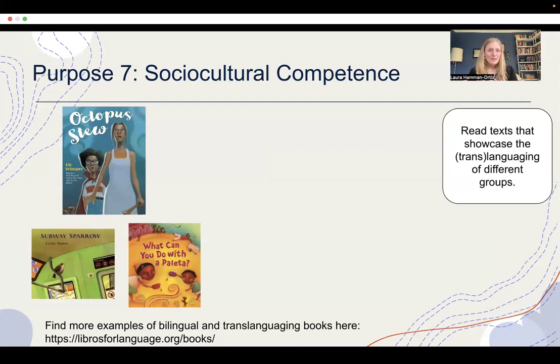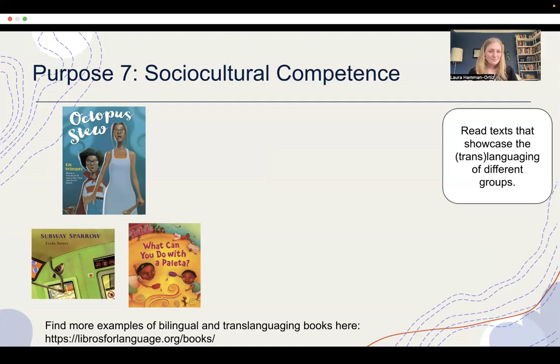What I love about the book is it includes so much translanguaging, and it also includes a lot of language features that are unique to Puerto Rican Spanish. And it showcases an Afro-Latino family, right? So it's broadening who we think about as being included when we talk about Latinx students. So it's a really great text for that.